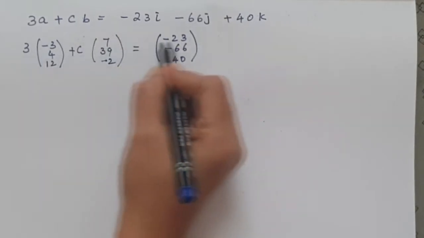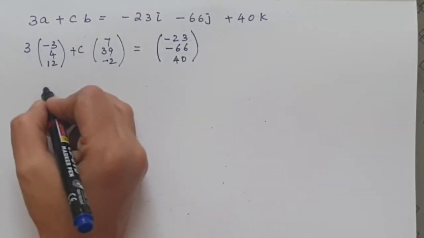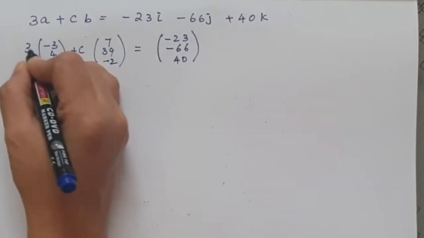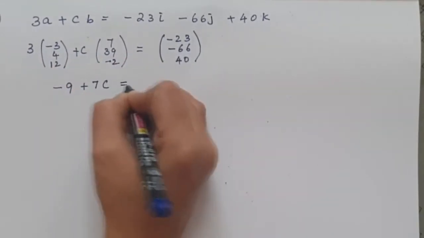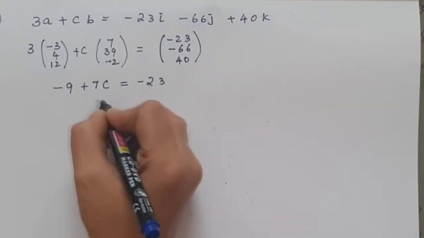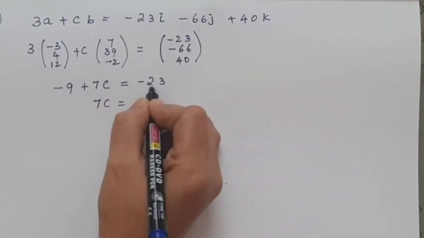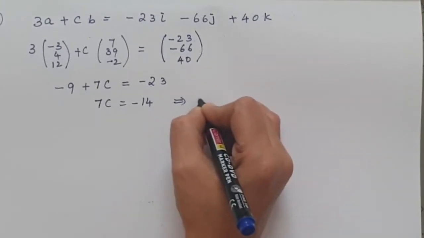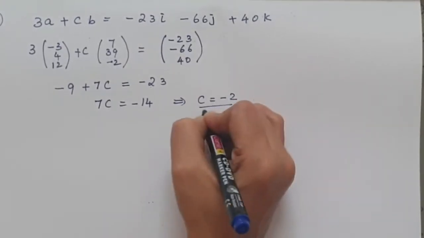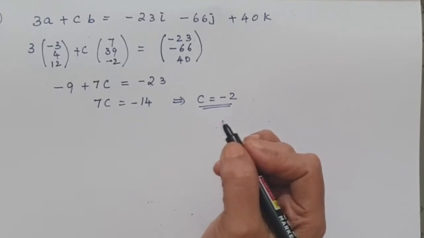We'll just equate the top values. When we equate it, it gives us minus 9. 3 into minus 3 is minus 9. Plus 7c will be equal to minus 23. So 7c will be equal to minus 23 plus 9. So it is 14, which implies c will be equal to minus 2. So we have found the value for c.